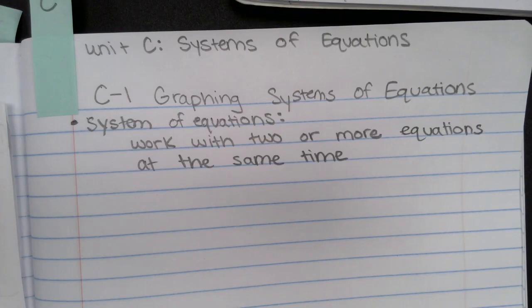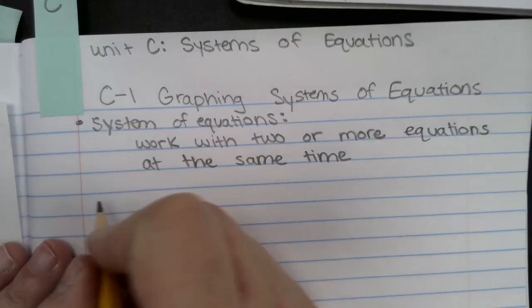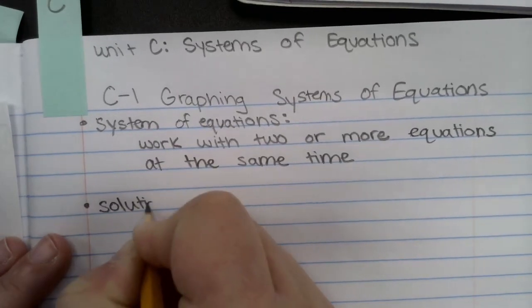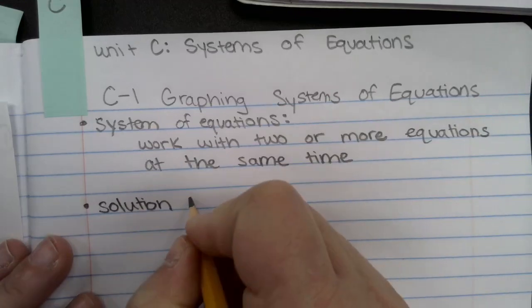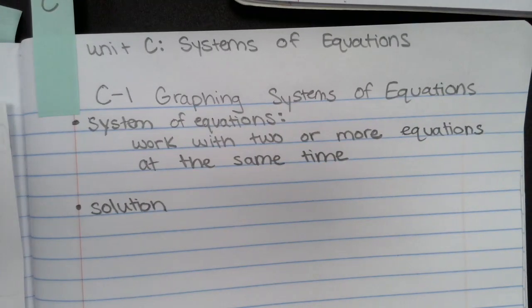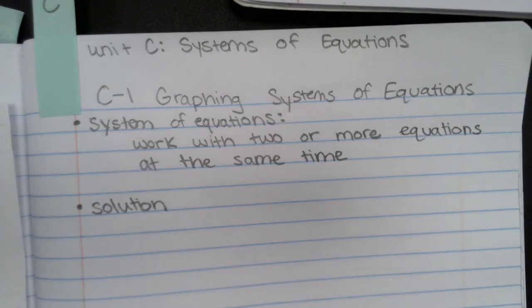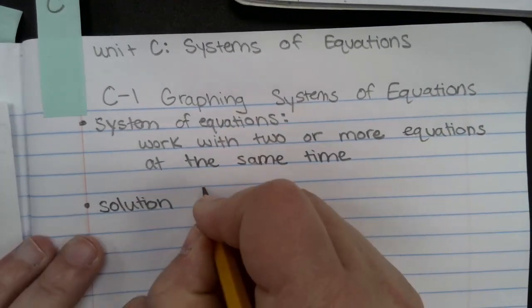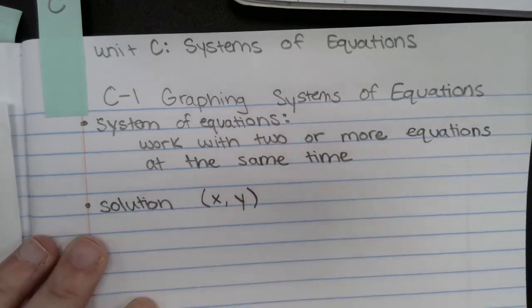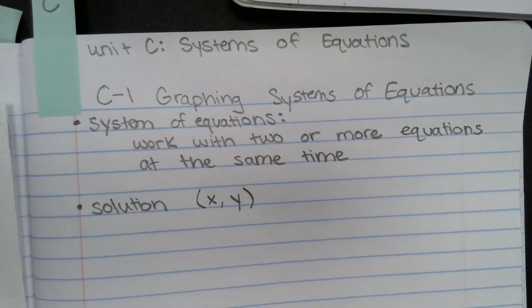So for this one, it's multiple equations that are going to happen at the same time. That's what we're going to be working on this whole time, is to find a solution to the system. A solution is always going to look like an ordered pair, x, y. That's how we're going to be working with it in this class.